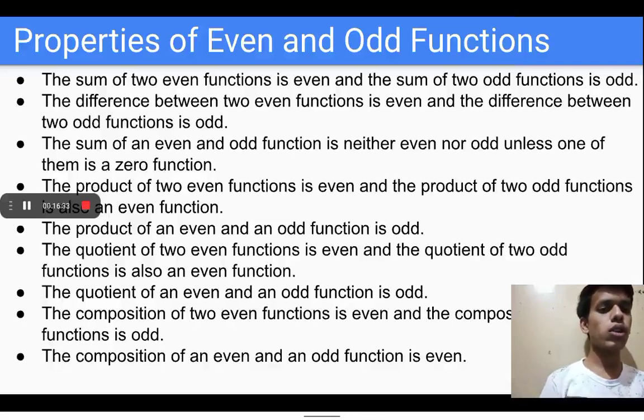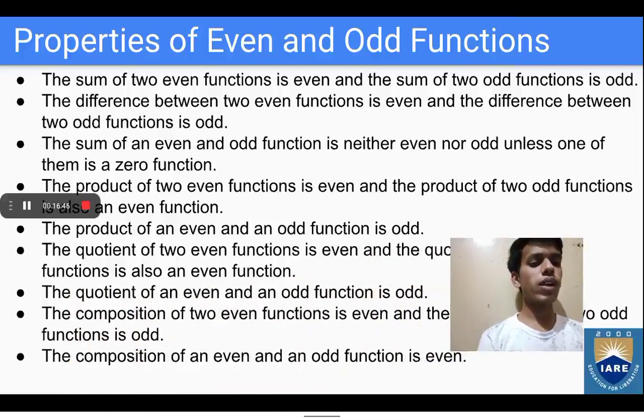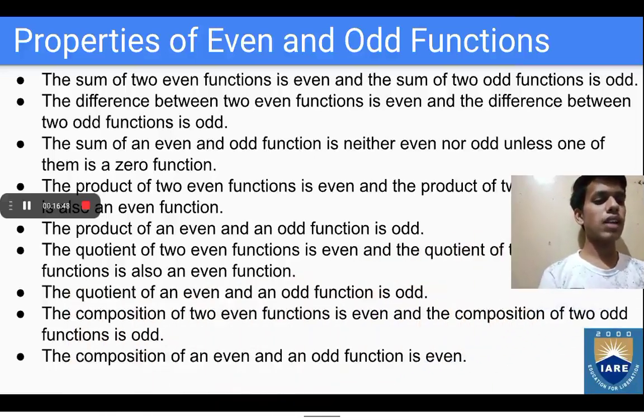The quotient of two even functions is even and the quotient of two odd functions is also an even function. The quotient of an even and an odd function is odd. The composition of two even functions is even and the composition of two odd functions is odd. The composition of an even and an odd function is even.